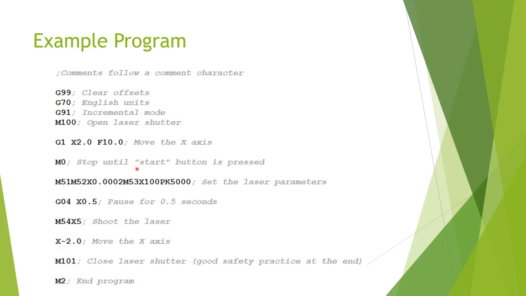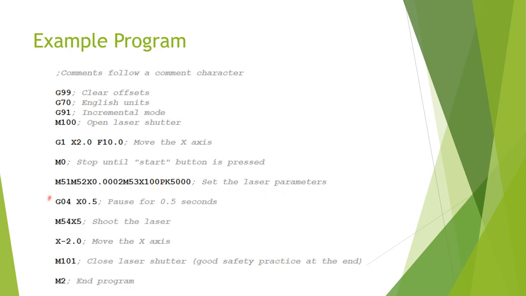These can be handy for a number of reasons, but assuming you press the start button, the program would move on to the next line, which is a bunch of M codes all stacked together on one line. You can see an M51, an M52, an M53, and a PK in there. These codes are what allow you to set the laser parameters on this particular machine, like how much power we want to use and so forth.